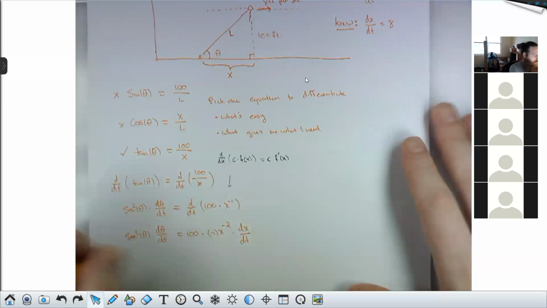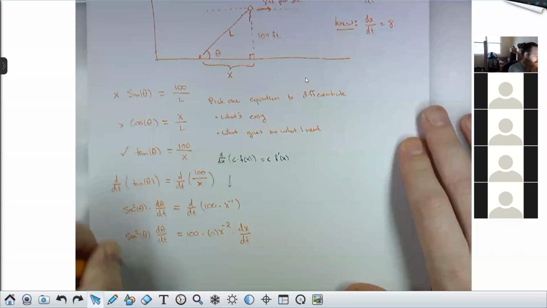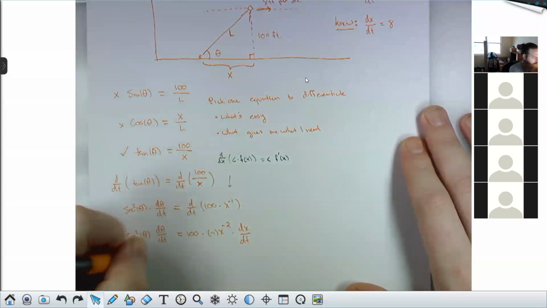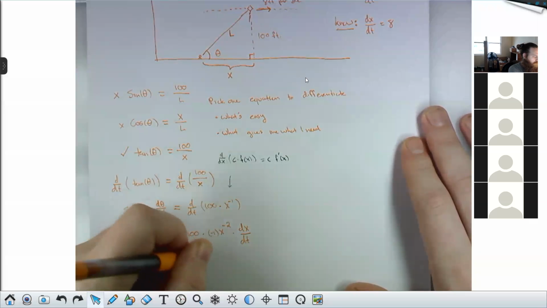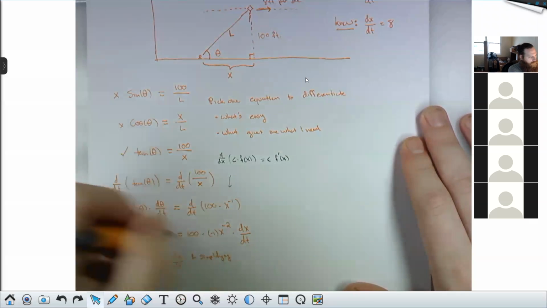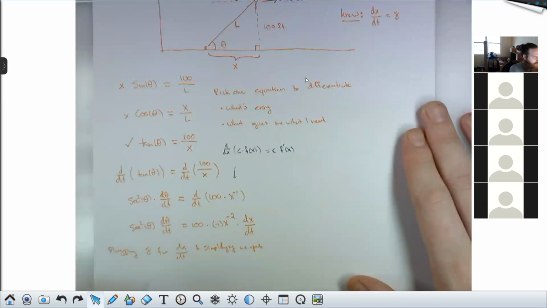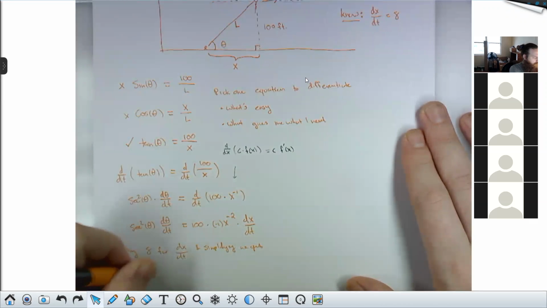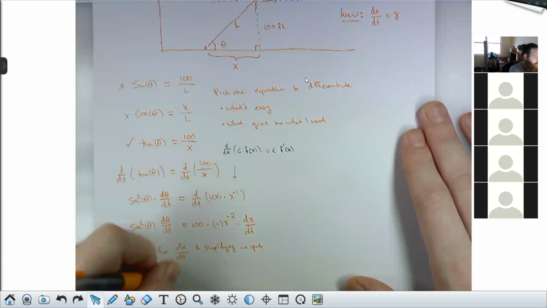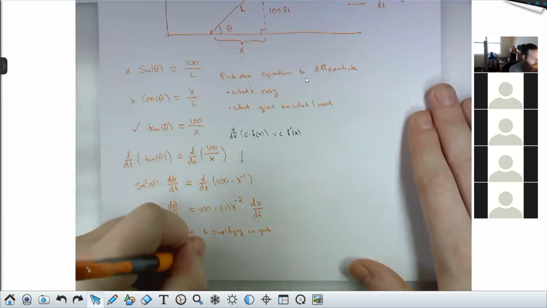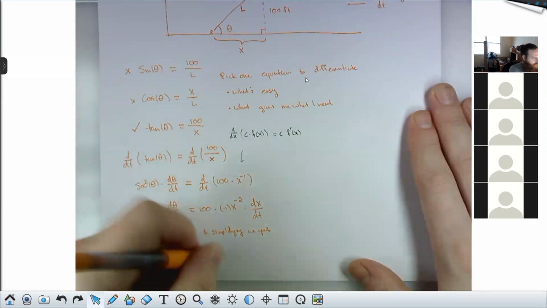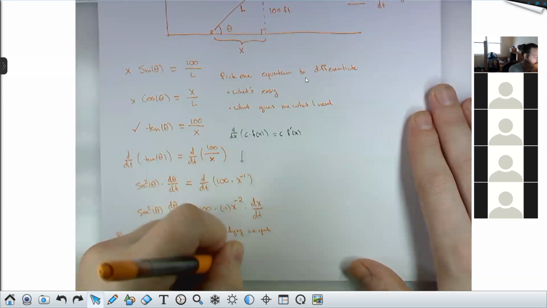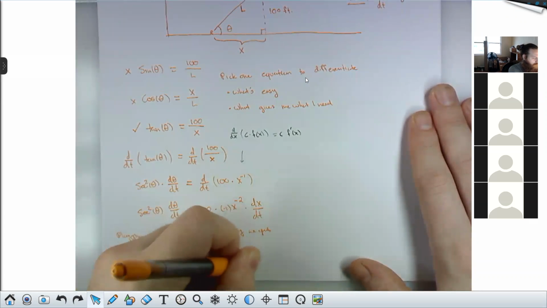So plugging 8 for dx dt and simplifying, we get, what is this going to be? This is secant squared theta times d theta dt equals, I've got 100 here and 8 here. That's going to make 800. I've got a negative here, so I'll write that as negative 800 times 1 over x squared.